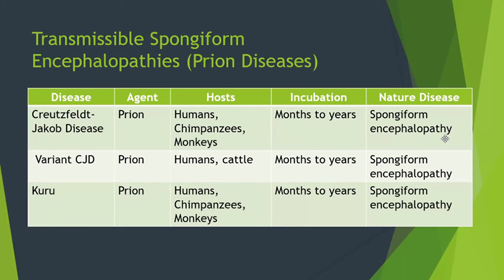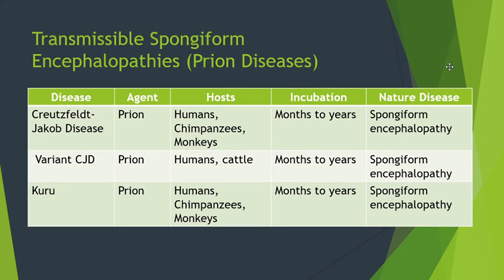Transmissible spongiform encephalopathies. So these are now the prion diseases. You have Creutzfeldt-Jakob disease. The agent is prion. The hosts are humans, chimpanzees, monkeys. Incubation is months to years. Nature of disease is spongiform encephalopathy. Variant CJD: prion, humans and cattle, months to years, spongiform encephalopathy. Kuru: prion, humans, chimpanzees, monkeys, months to years, spongiform encephalopathy.